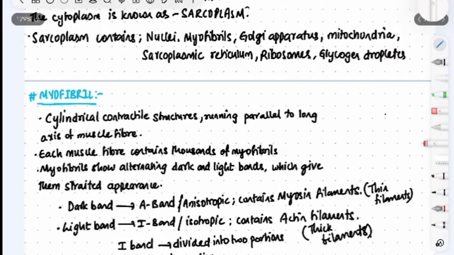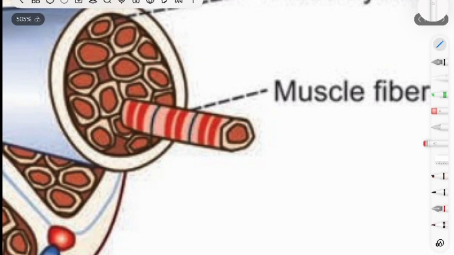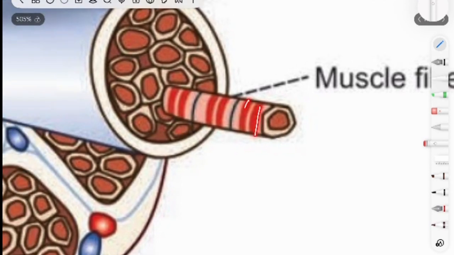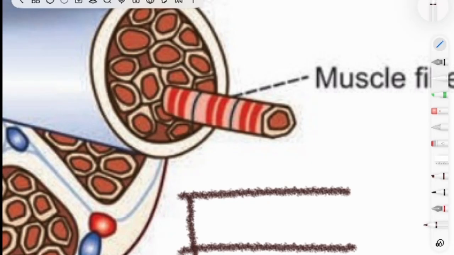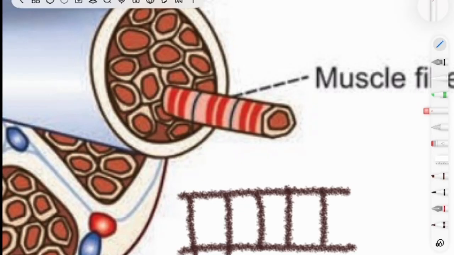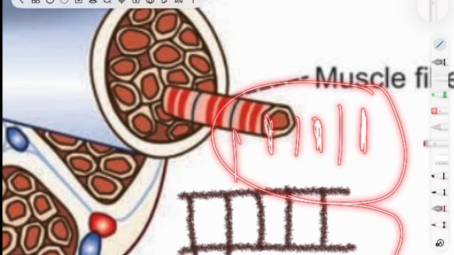Now let us talk about these myofibrils. These myofibrils are cylindrical structures, and they give a striated appearance to a muscle like this. You can see here, this has a striated appearance. This striated appearance is because of the myofibrils, and these myofibrils are present in alternating dark and light bands. If here we have a dark band, here will be a light band, here dark, here light. This pattern of arrangement gives us the striated appearance.